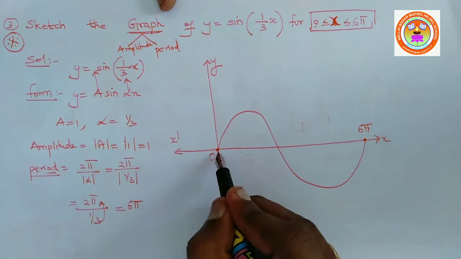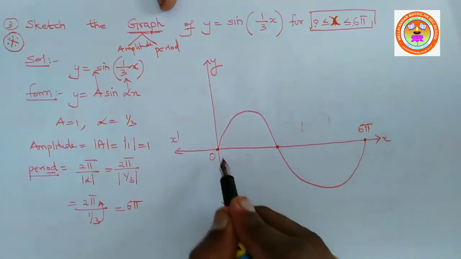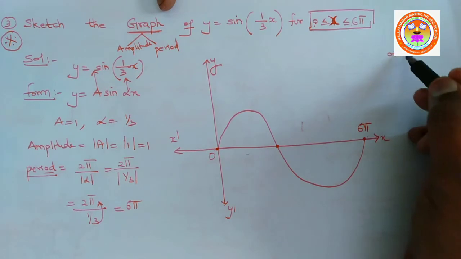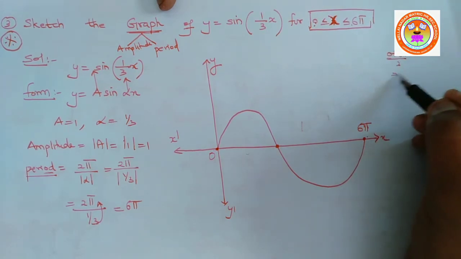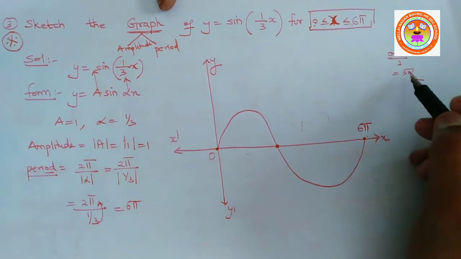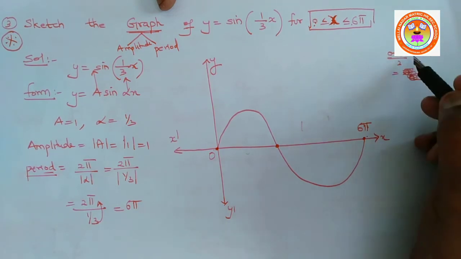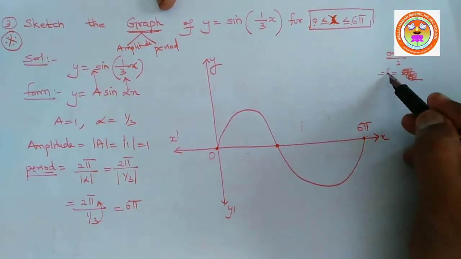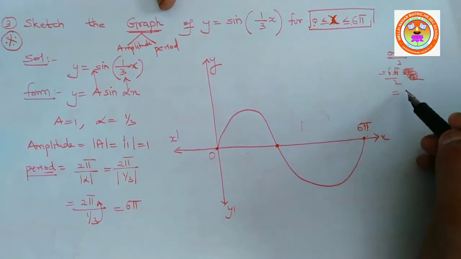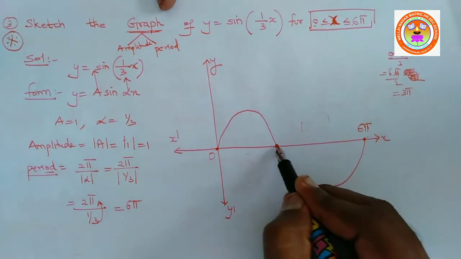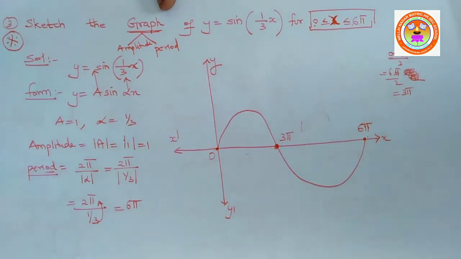So if this value is 6 pi, what is the midpoint? This is the midpoint. For 0 to 6 pi, 0 plus 6 pi divided by 2 is 6 pi by 2, which is nothing but 3 pi. This is the mid value. Therefore the mid value is 3 pi.